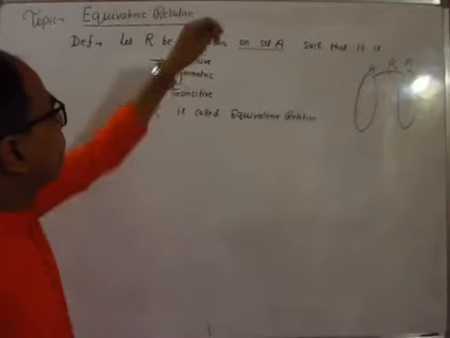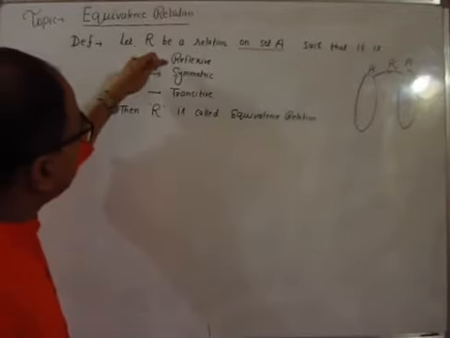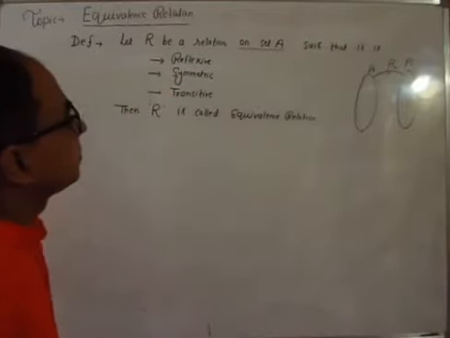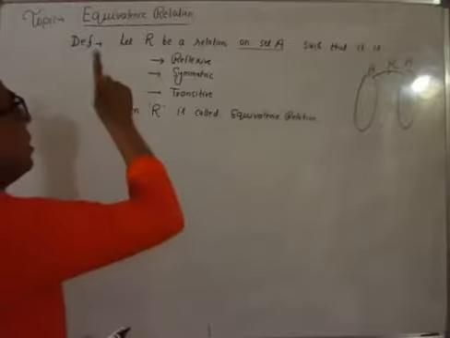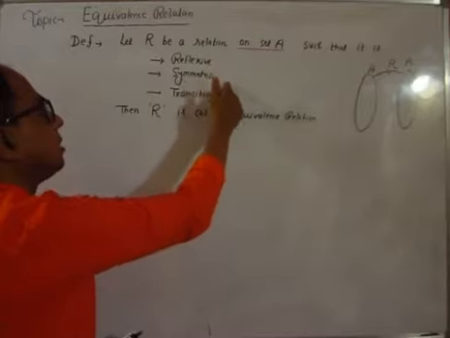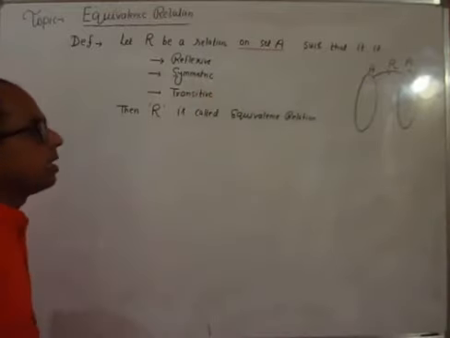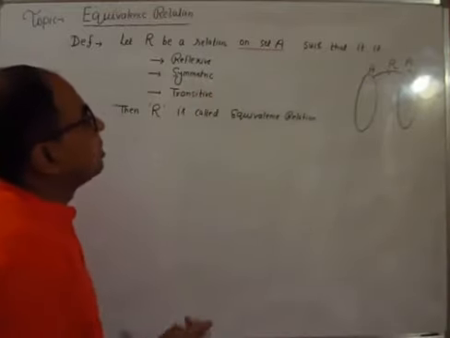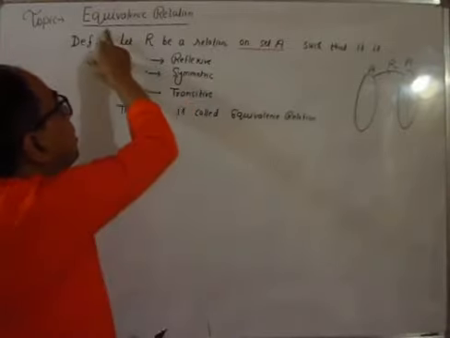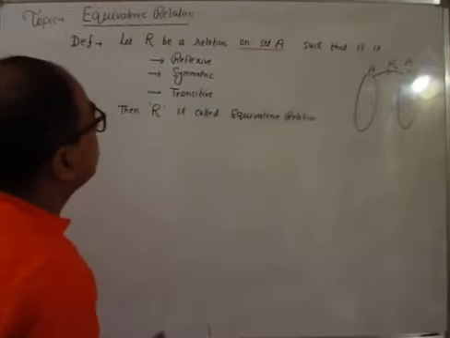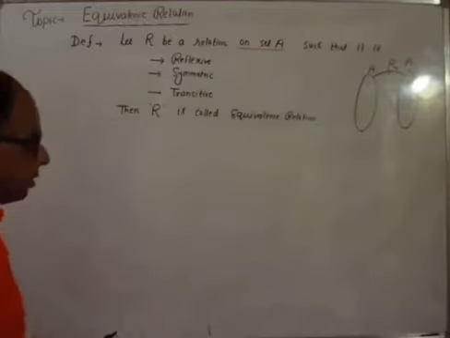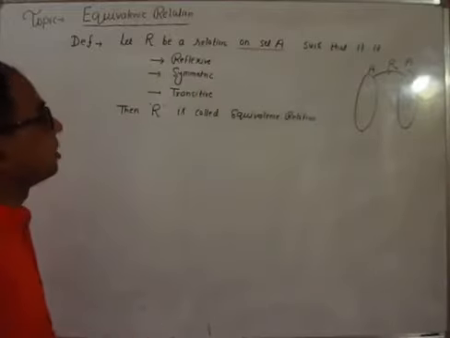So now we will discuss what is the meaning of reflexivity, symmetricity, and transitivity. Because if any relation is equivalence, then simultaneously it will be reflexive, symmetric and transitive. Or we can say that any relation which is reflexive as well as symmetric as well as transitive is called equivalence relation. So one by one we will discuss.